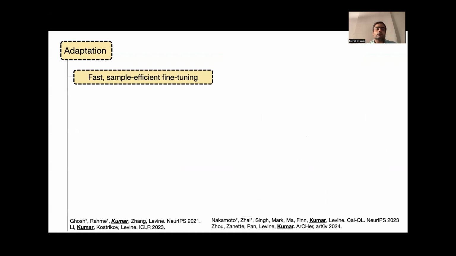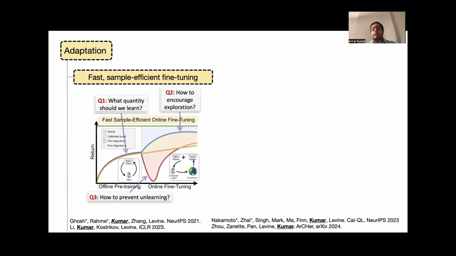And finally, on the adaptation axis, we are interested in the question of how we can quickly adapt, in the most sample efficient manner, in a real world scenario that we deploy the model in, starting from an initialization that we learned from data. We've built algorithms that try to tackle this, many questions come up here, and many questions are still open in this space.